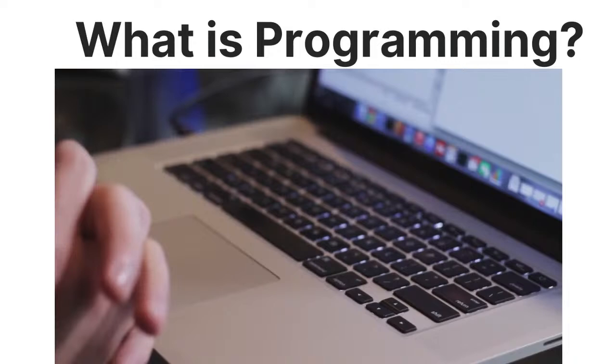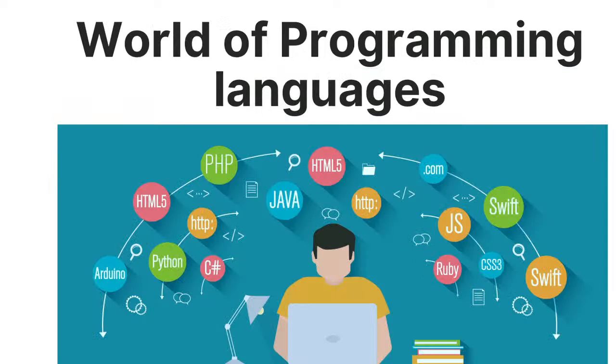Suppose, for example, a printer. A printer is a programmed machine. If I give the option print, it is already programmed, so it will only follow the instructions. It knows it has to do only printing. That is programming: giving a set of instructions to the machine which we want the machine to follow. Okay, now we know what programming is.